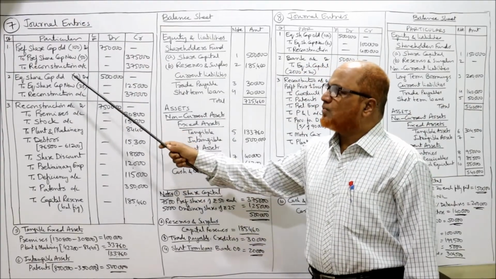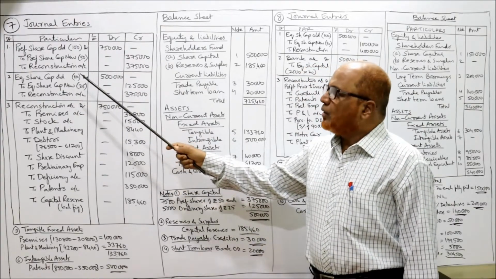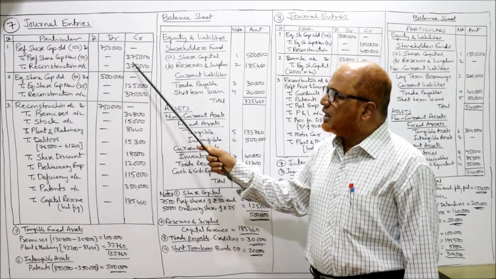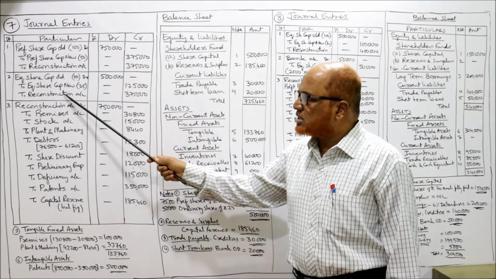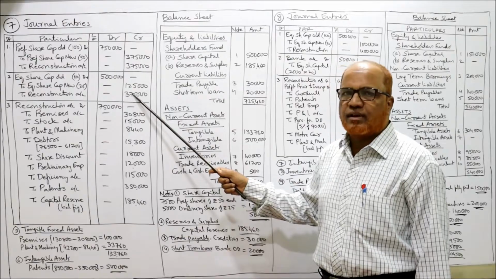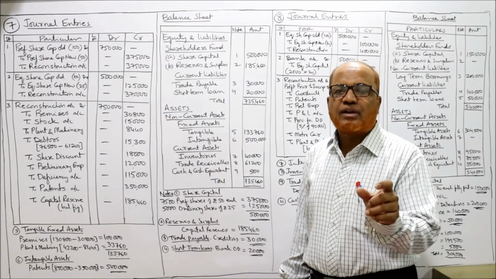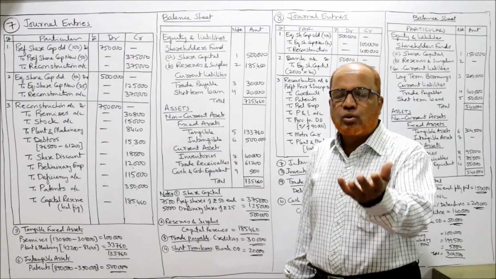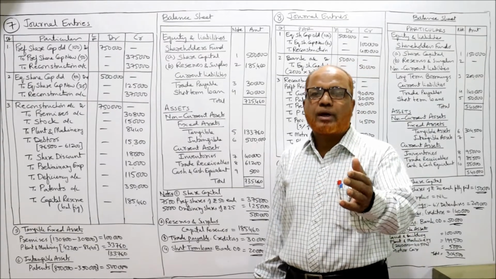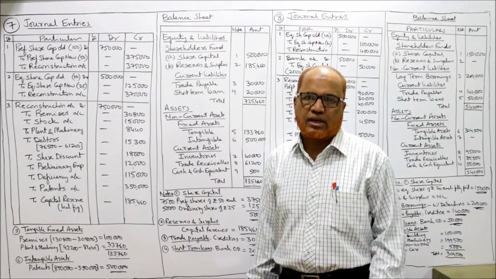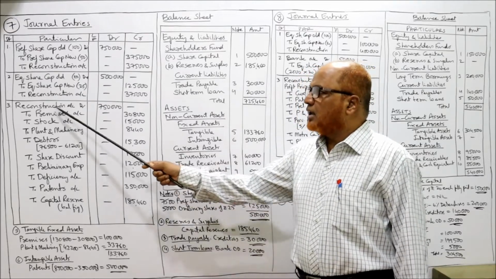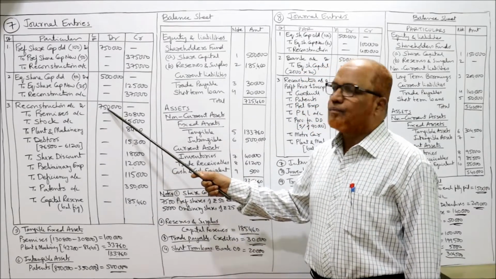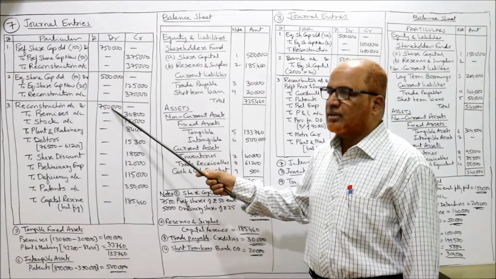So these two entries, first preference, second equity. Now reconstruction account was credited by 3,75,000. Here reconstruction account is credited by 3,75,000. Totally 7,50,000 rupees we are having in reconstruction account. By using this 7,50,000, we are going to write off assets, write down assets. Now third entry, reconstruction account 7,50,000. Add both of these, 7,50,000.